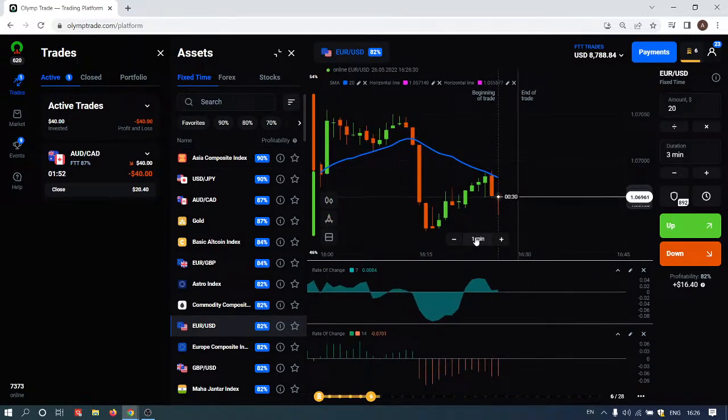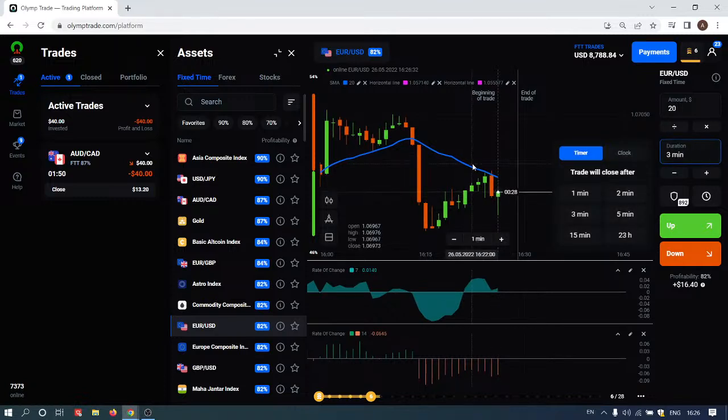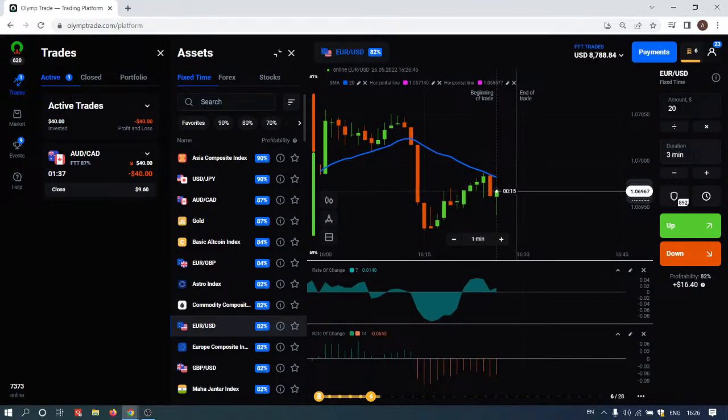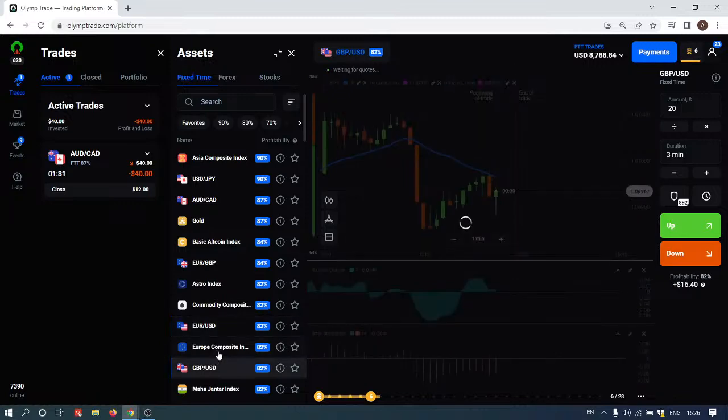And trade time is the duration of trades. I usually follow a simple rule: you take the Japanese candlestick time and multiply it by 3, and that's how you get the duration of trades. So 1 times 3 equals 3 minutes, and that's your trade time.